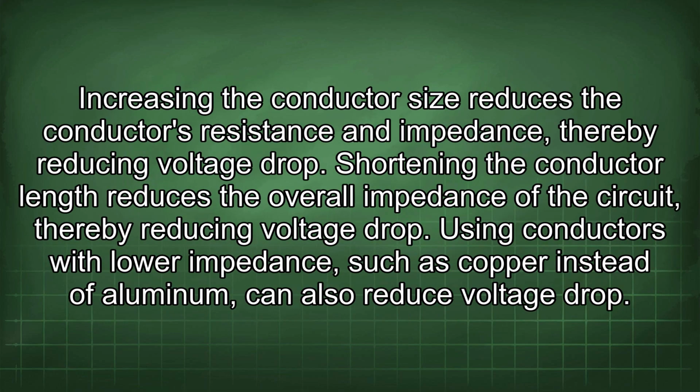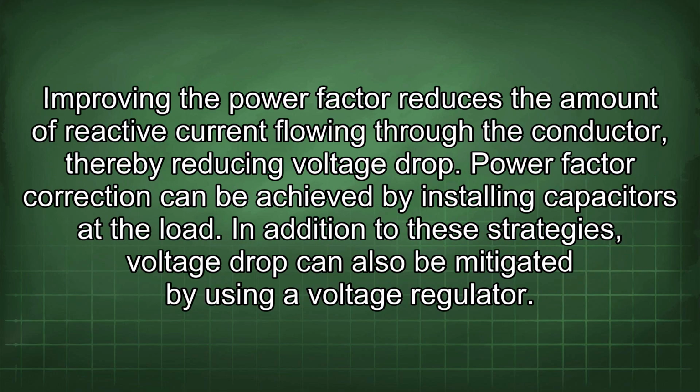Increasing the conductor size reduces the conductor's resistance and impedance, thereby reducing voltage drop. Shortening the conductor length reduces the overall impedance of the circuit, thereby reducing voltage drop. Using conductors with lower impedance, such as copper instead of aluminum, can also reduce voltage drop. Improving the power factor reduces the amount of reactive current flowing through the conductor, thereby reducing voltage drop. Power factor correction can be achieved by installing capacitors at the load.